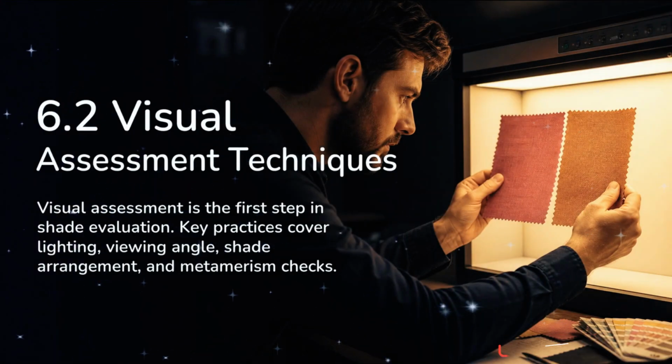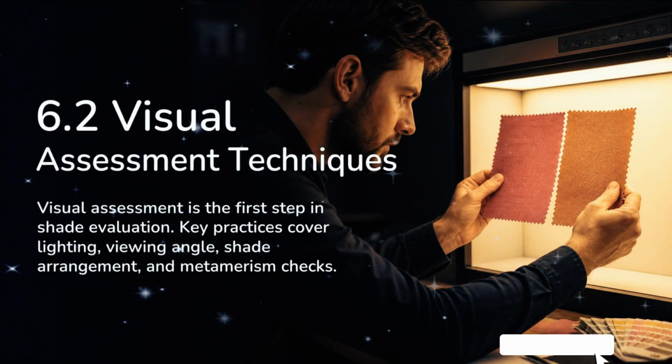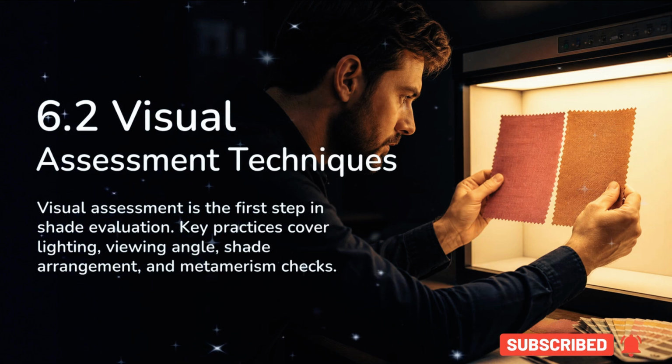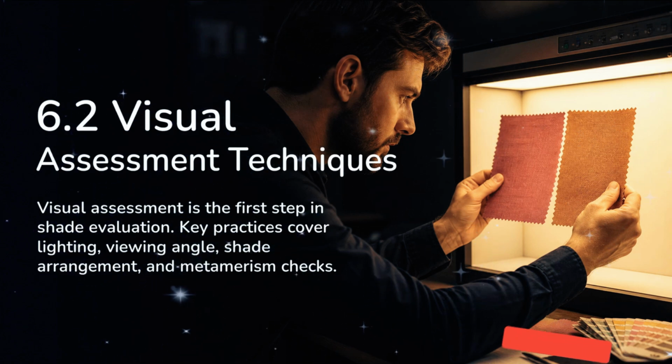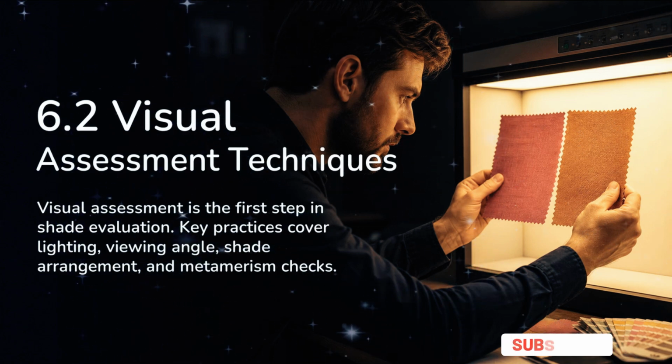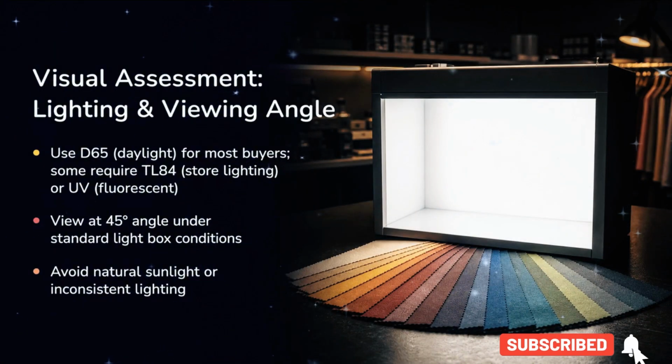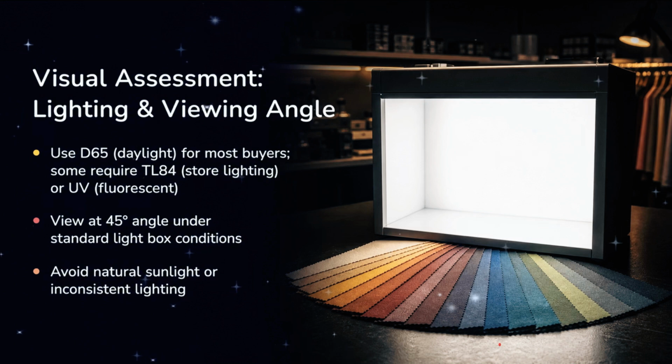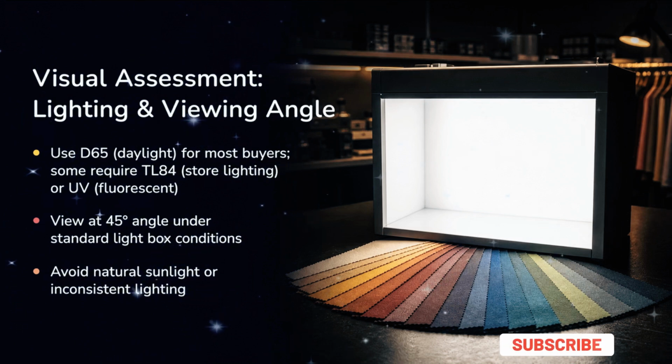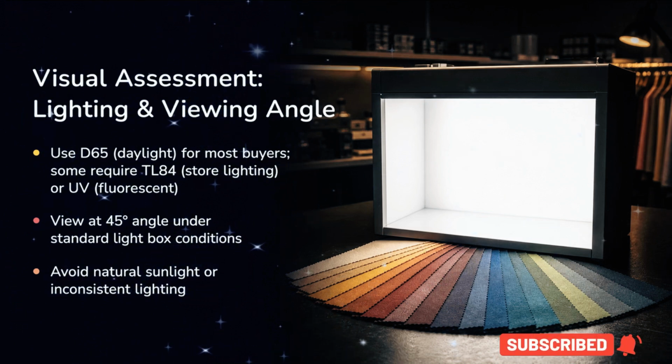Visual assessment is the first step in shade evaluation. Key techniques involve checking lighting, viewing angle, shade arrangement, and conducting metamerism checks. For visual assessment, use D65 daylight for most buyers. View the sample at a 45-degree angle under standard lightbox conditions, and always avoid natural sunlight or inconsistent lighting.